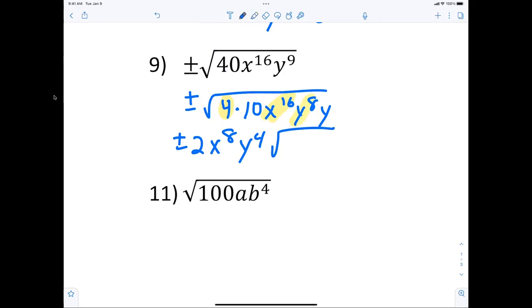What's left behind? 10y. Thank you. That's right. Now's the time to get involved. You played around for a couple weeks, now you're back on track. I get 10y. Well, the 10 is not a perfect square.